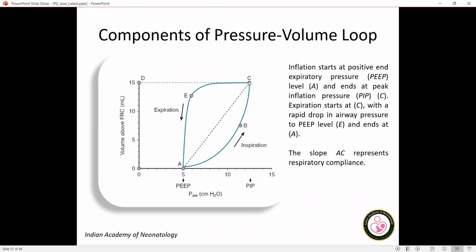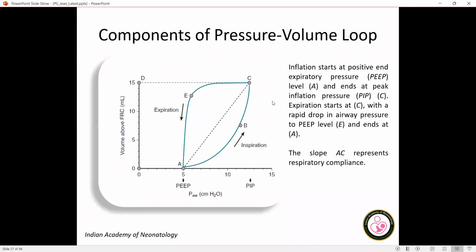And here we can see we are crossing this lower inflection point. After that, it is reaching the maximum pressures. Then we can see an increase in volume in a steady state. And finally, this is the end of the inflation limb. Then this is the deflation limb, that is during exhalation. Here the expiration starts at C, but there is a rapid drop in pressure, because this is the upper inflection point. When it crosses the upper inflection point, suddenly there will be a drop in pressure and it reaches the PEEP, that is the baseline pressure. This is how the pressure volume loop looks.